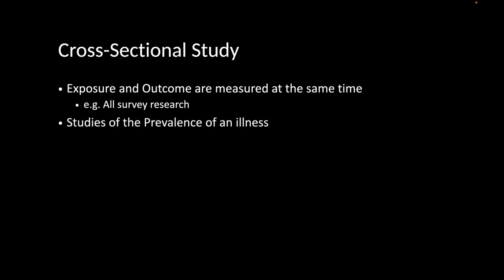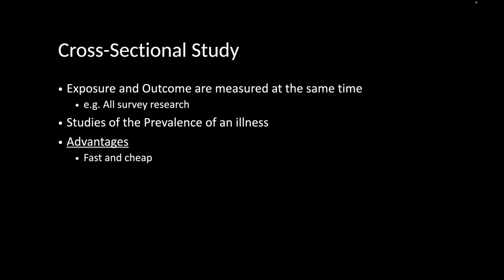And what these studies end up being able to measure is, for one, the prevalence of an illness, how common an illness is in the population that you're studying at a given moment in time. We'll come back to prevalence and incidence a little bit more in a later lecture, but for now, cross-sectional studies, all they can do is measure prevalence and occasionally measure associations between certain exposures and certain outcomes.